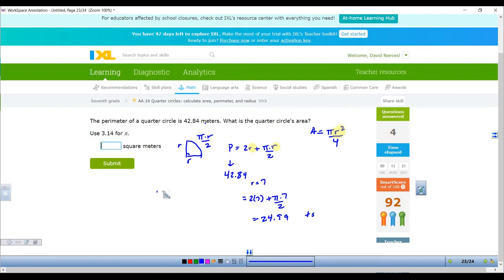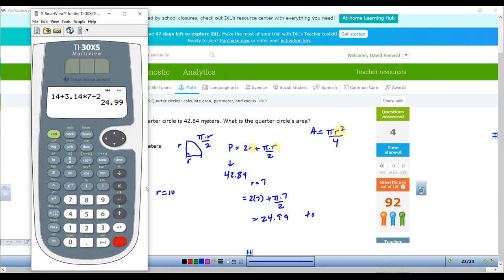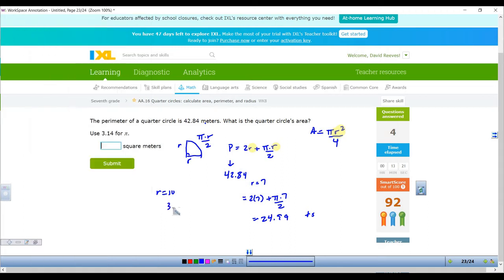So how about 10? You want to try 10? Let's try using 10. I'm going to work off of this here. It's going to be 2 times 10. 2 times 10 is 20. Do you agree? 2 times 10 is 20 plus 3.14, right? Times 10 divided by 2. And when I do that, I get 35.7. We're getting closer, aren't we?